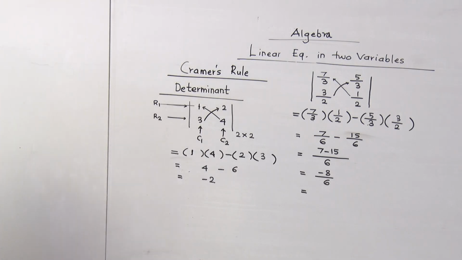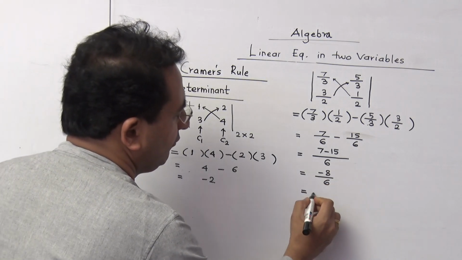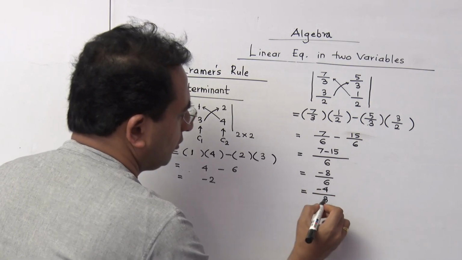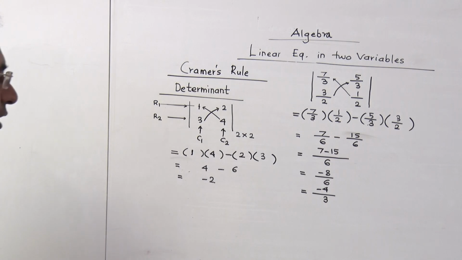You have to reduce that. And that reduction will give you, 2 4s are 8, so minus 4, 2 3s are 6. So it is going to be minus 4 by 3.